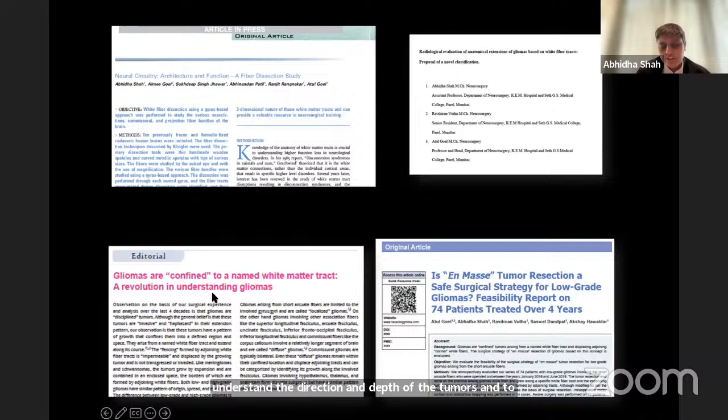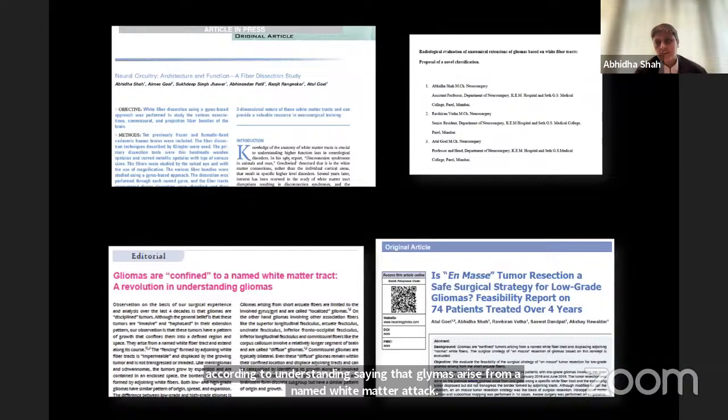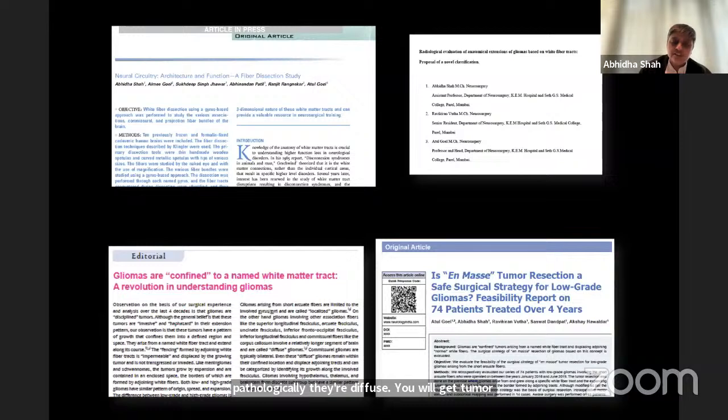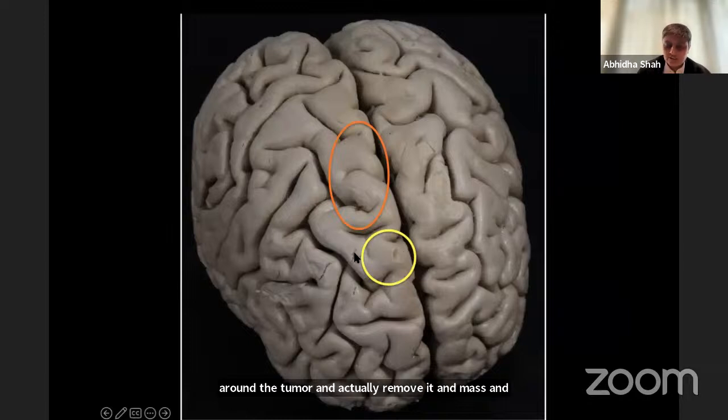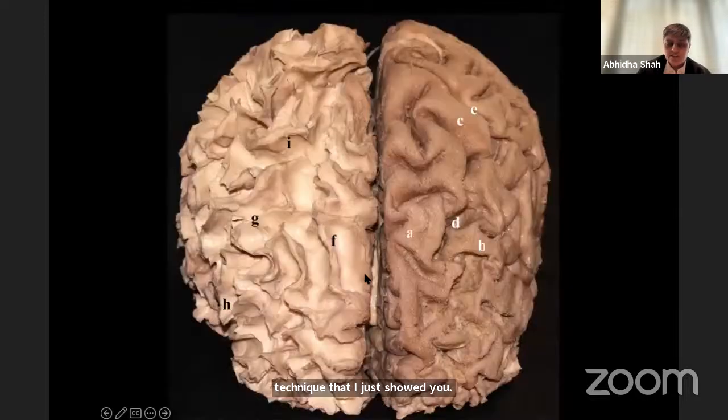Depending on this, we reclassified gliomas according to our understanding, saying that gliomas arise from a named white matter tract. They remain surgically confined. Of course, pathologically they are diffuse. You will get tumor across, but surgically, you can go around the tumor and actually remove it en masse. And this was our paper on the subject. And you saw this technique that I just showed you. So this is the SMA region. This is the pre-SMA region.